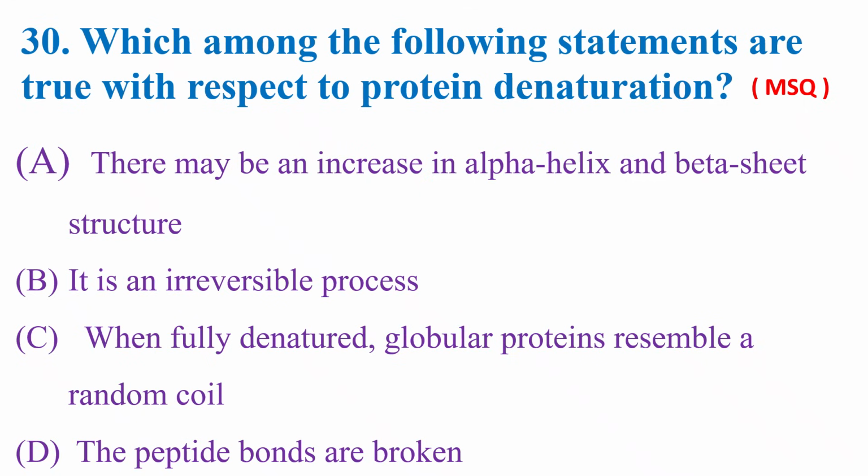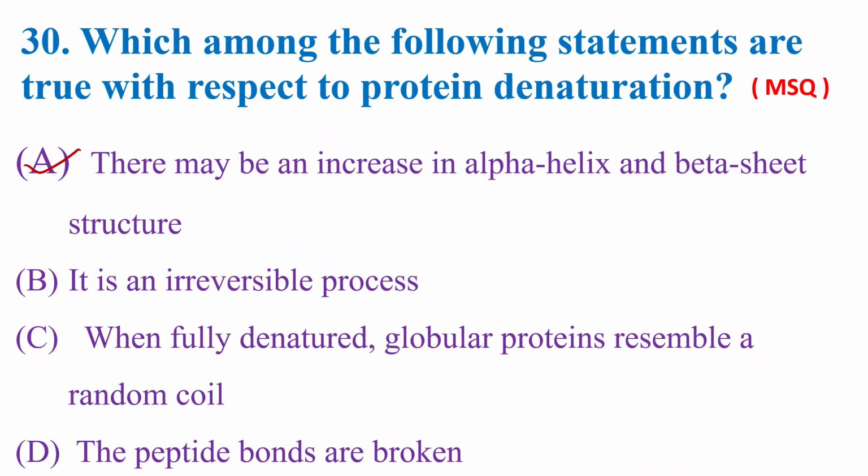Now over here option number A, that is there may be an increase in the alpha helix and beta sheet structure. This means during denaturation the protein unfolds and rearranges. So in some cases new secondary structures, that is alpha helix or beta sheet, may form. So hence we can say that this statement is true. Next, it is an irreversible process. So no, denaturation is not always an irreversible process. Some proteins can renature under normal conditions and be restored. So this statement is false.